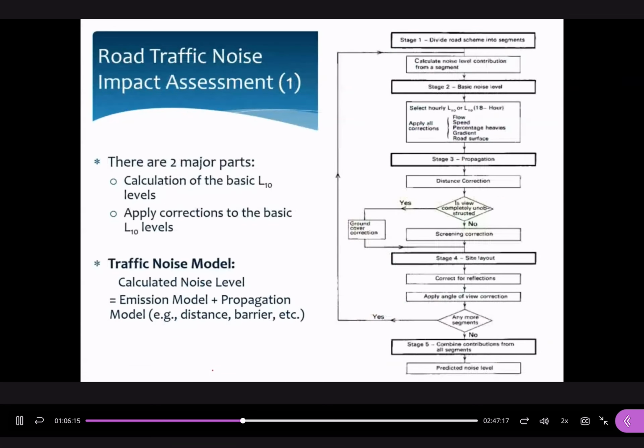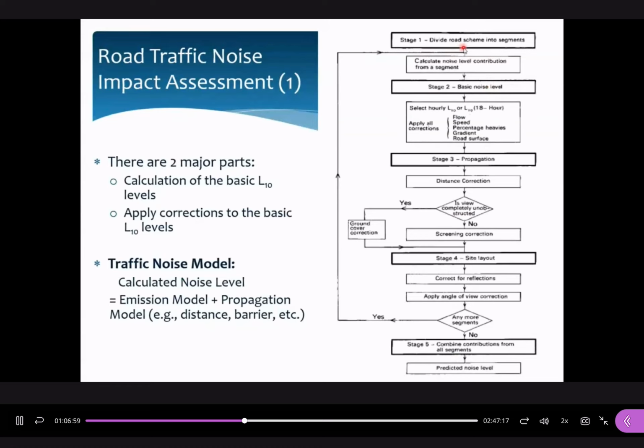Okay, there are 2 parts when we do the analysis for road traffic noise. Compared to railway traffic noise, road noise has just 5 stages. In railway noise assessment, we have a total of 6 stages. If you classify into 2 types, we can consider that the overall calculated noise level equals the emissions model plus the propagation model. Okay, what is the emissions model? It depends on the reference value, and the propagation model refers to the corrections for distance, barriers or others, such as angle of view.